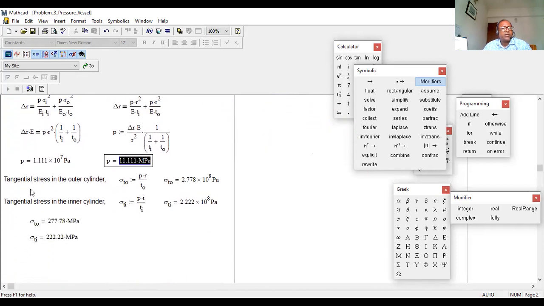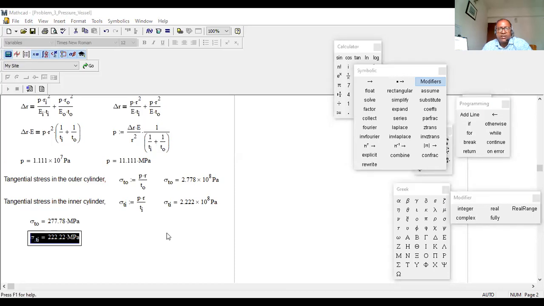Now you figure out the tangential stress in the outer cylinder, P R by T_o, and inner cylinder P R by T_i. So this is the result. Very simple. Only at first you need to figure out the contact pressure. So any question in this problem? Anyone has any question? Yes, sir.